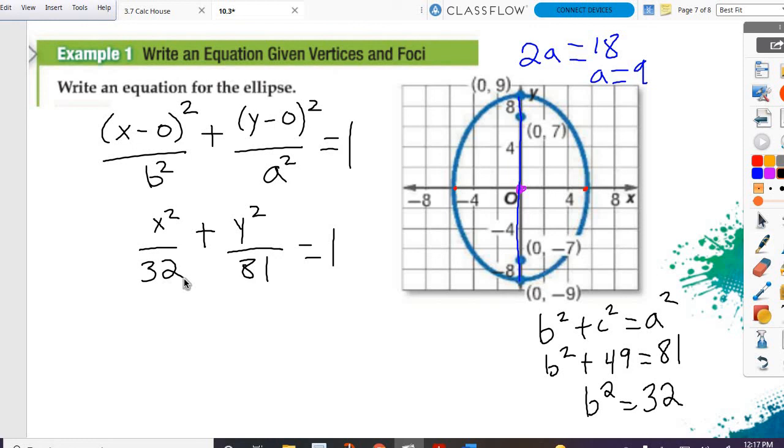And again, if they asked for the decimal approximation, you would just figure out what the square root of 32 is, and then you would have that decimal, the negative and the positive of it, for your x values. Questions on that?